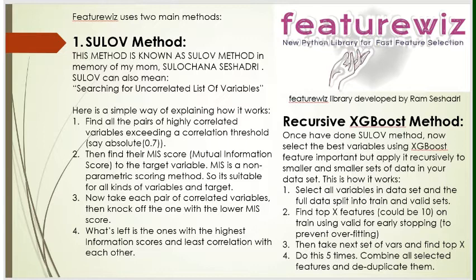Once Sulov selects a list of variables that are uncorrelated, then recursive XGBoost kicks in. In this, we take the remaining variables and build a dataset, split into train and test. We find the top X features using train, having valid as the set for early stopping to prevent overfitting. We then take the X set of variables that are the top features, and then we take a smaller set of variables for the next iteration. We do this 5 times, and we combine all selected features and deduplicate them. And that's how featurewiz works.